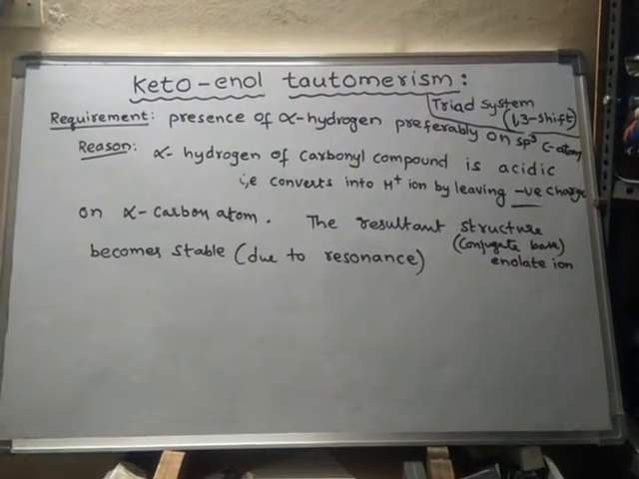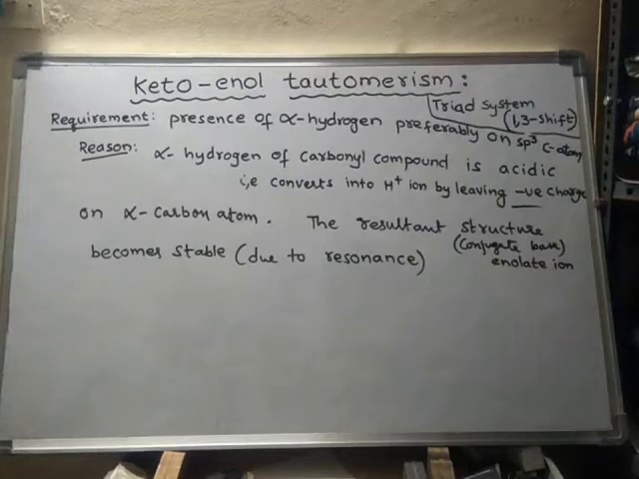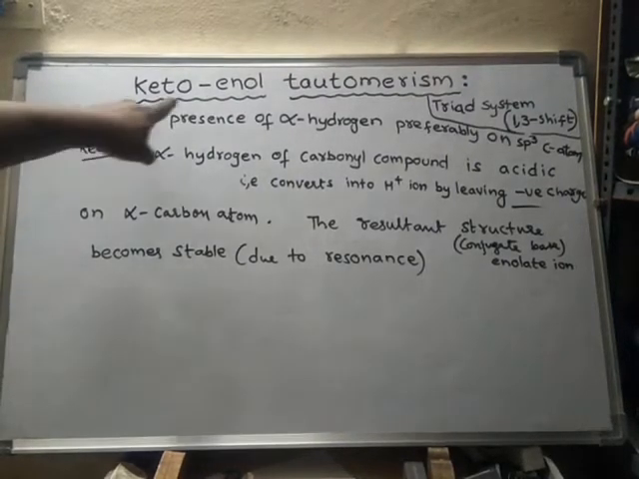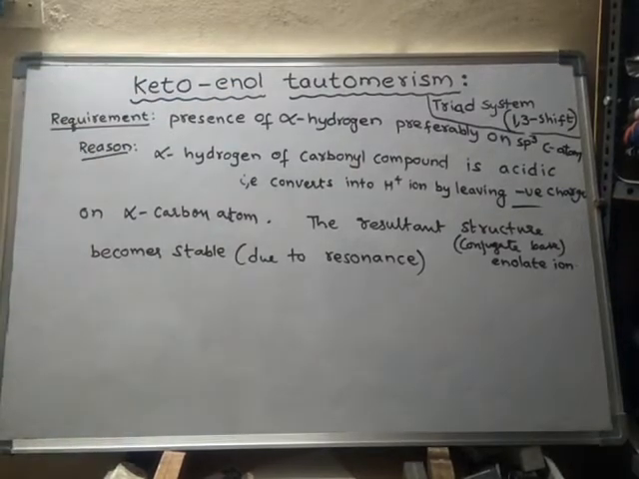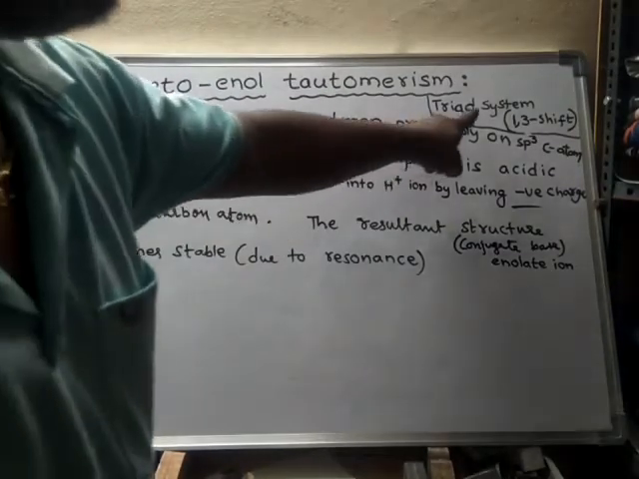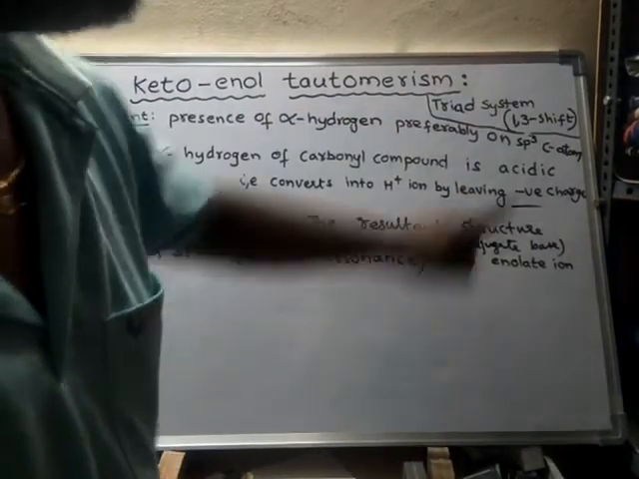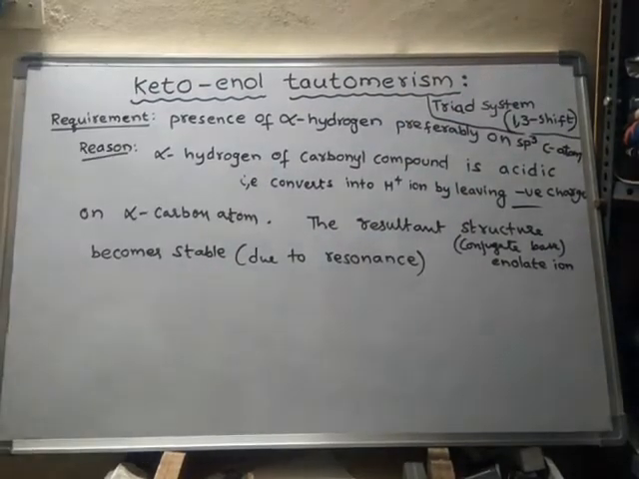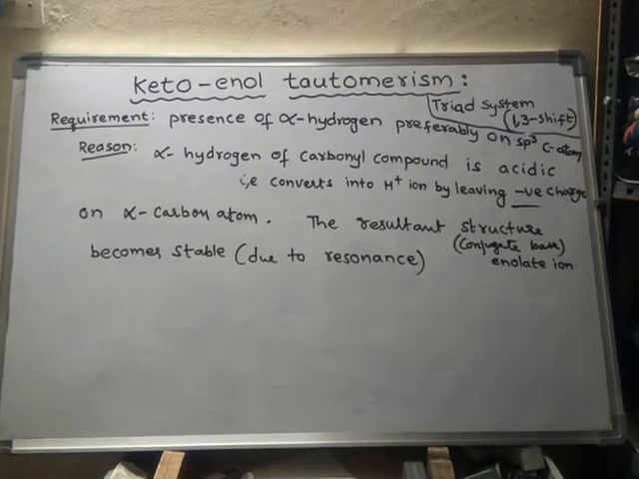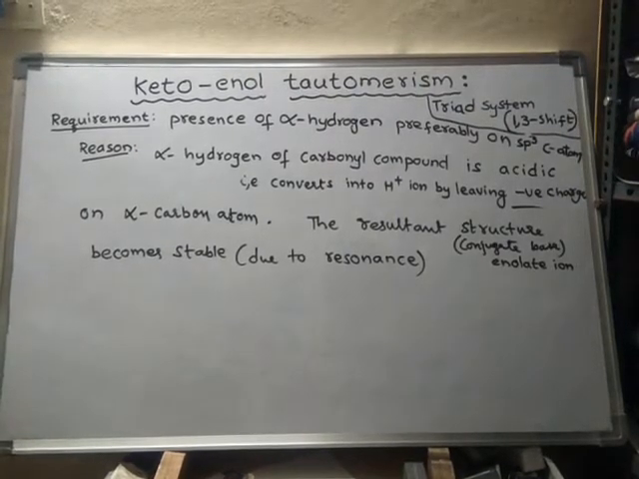We were learning about tautomerism. In tautomerism, the most important form is keto-enol tautomerism. It is one of the types of triad system, that means a 1-3 shift, a special type of tautomerism. So keto-enol tautomerism is a part of the triad system.